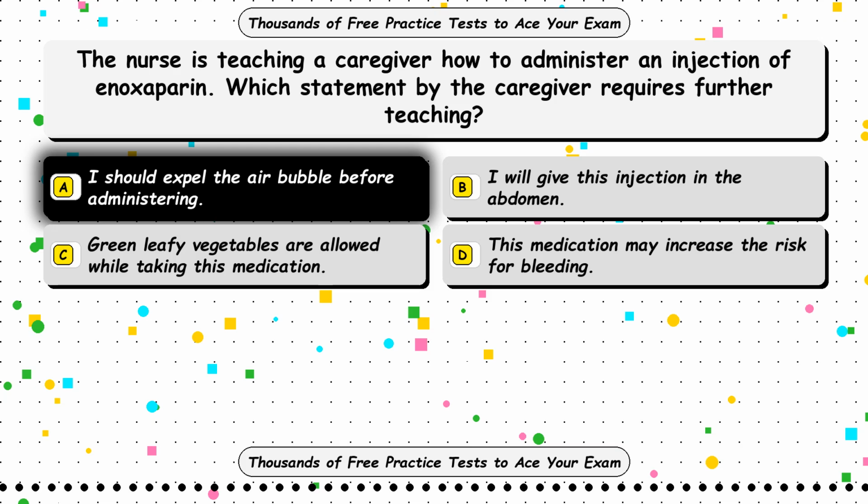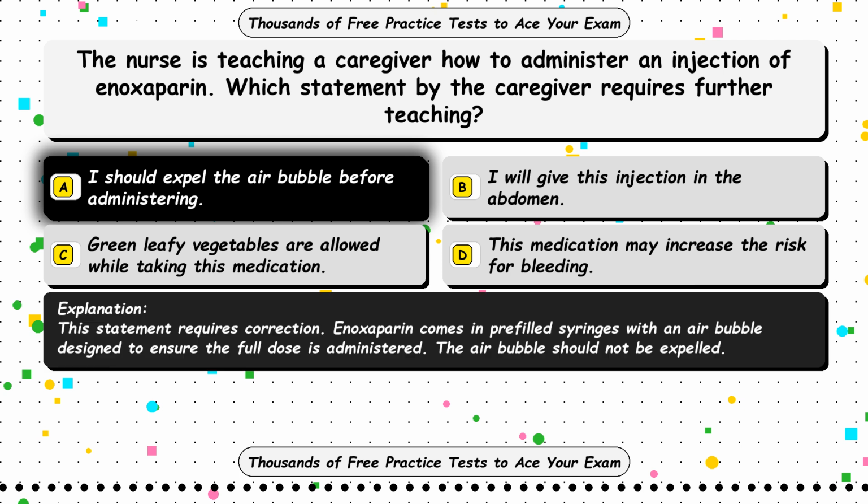The correct answer is option A. I should expel the air bubble before administering. This statement requires correction. Enoxaparin comes in prefilled syringes with an air bubble designed to ensure the full dose is administered. The air bubble should not be expelled.